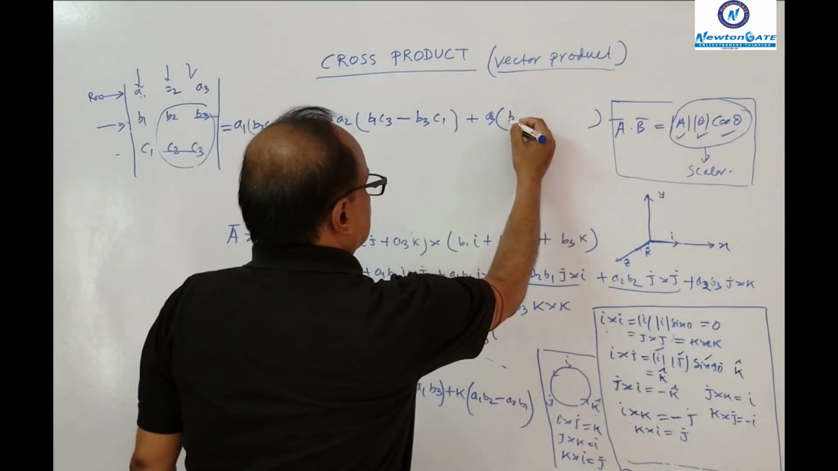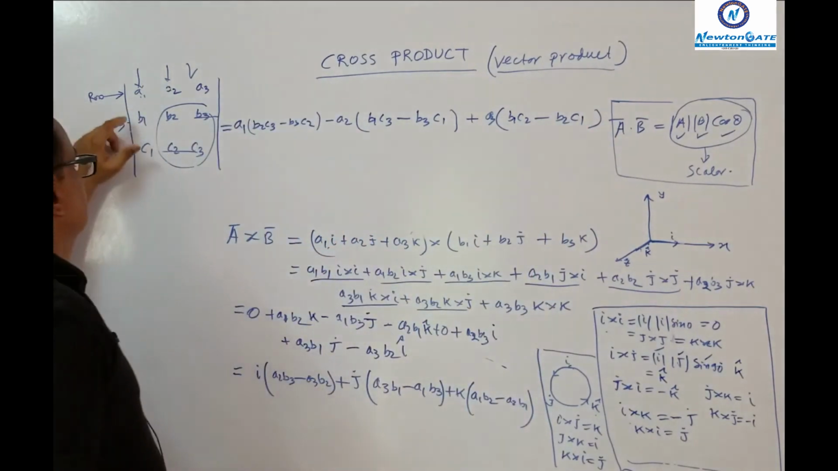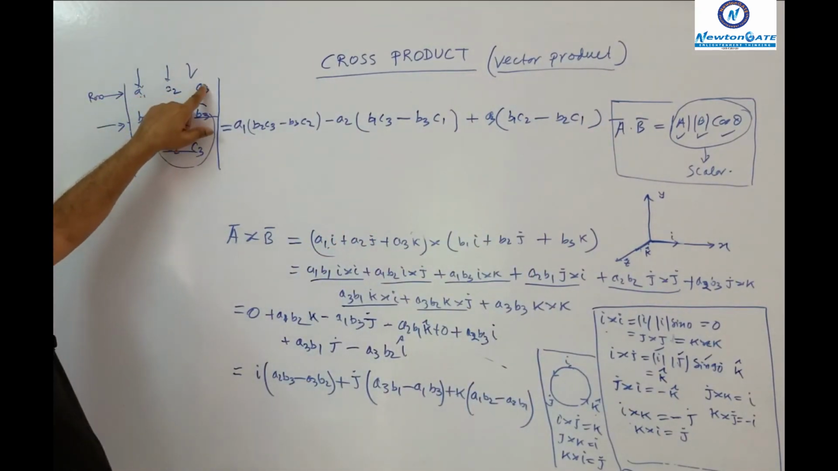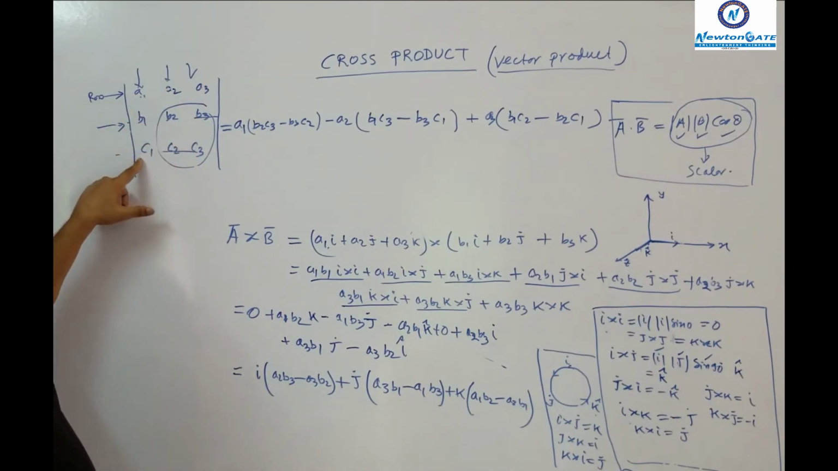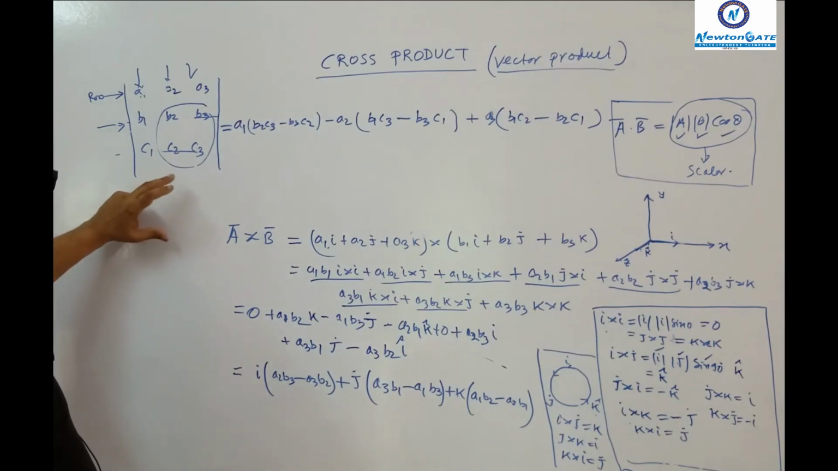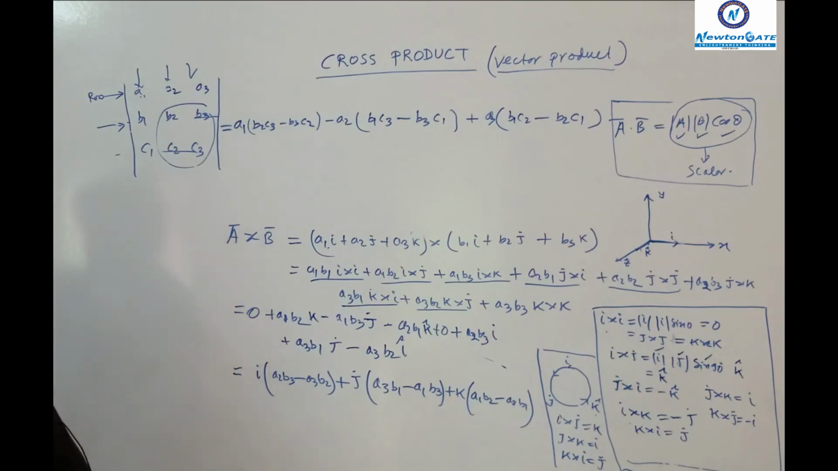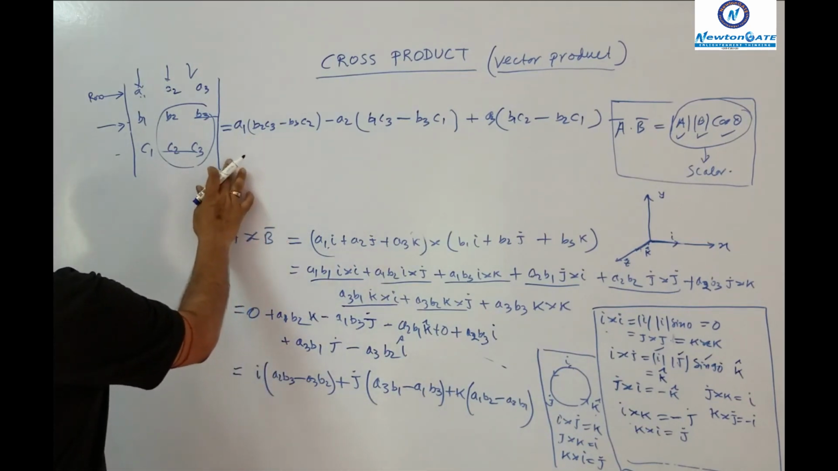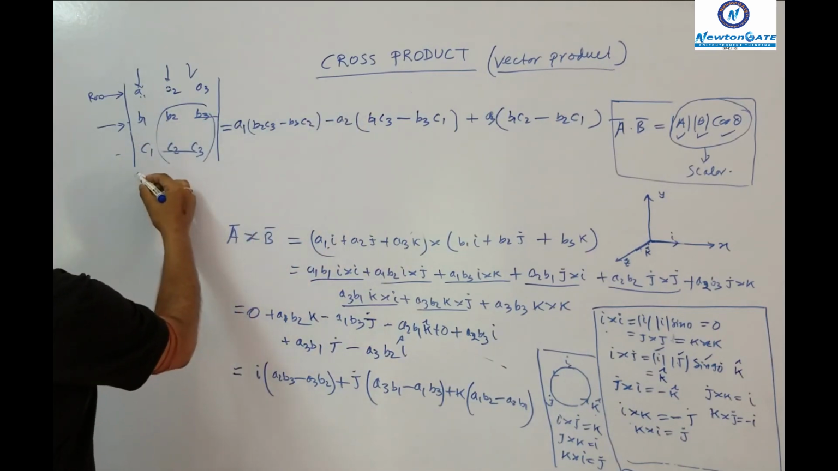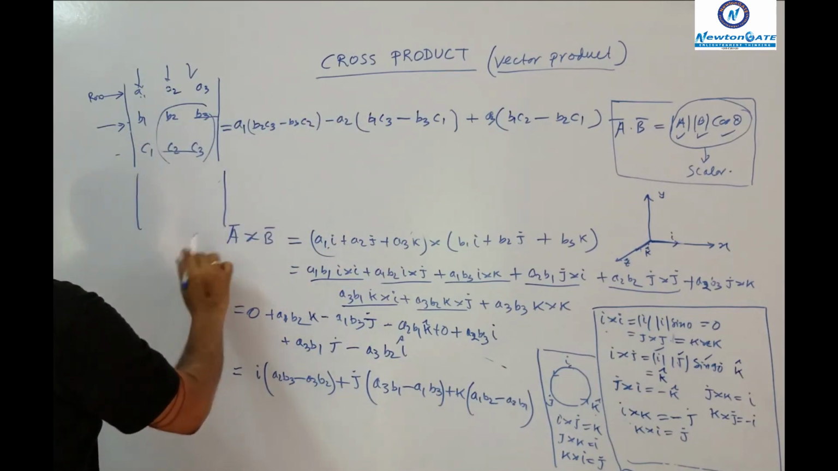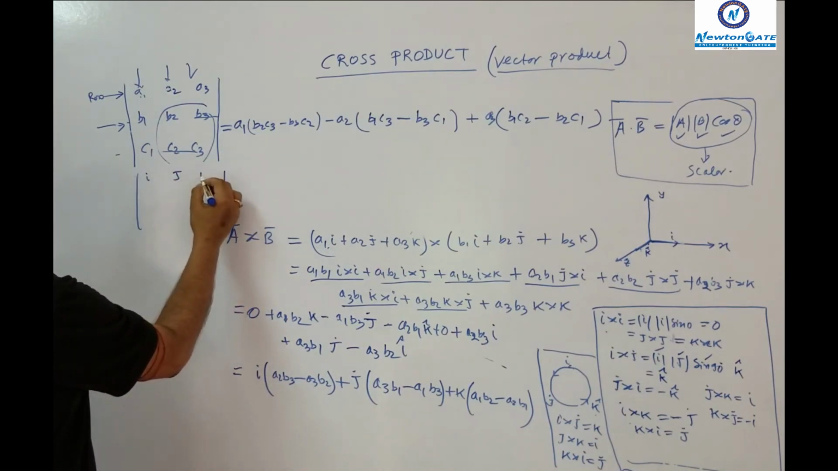B1C2 minus B2C1. If I take this one, this is covered, this is covered. Then this into this minus this into this. Okay, now I am utilizing this to find out a cross product. How? See it here. Let's erase this part and write the same thing below with the help of vectors. Now when I write in the form of vectors, in the first row I will write I, J, K.